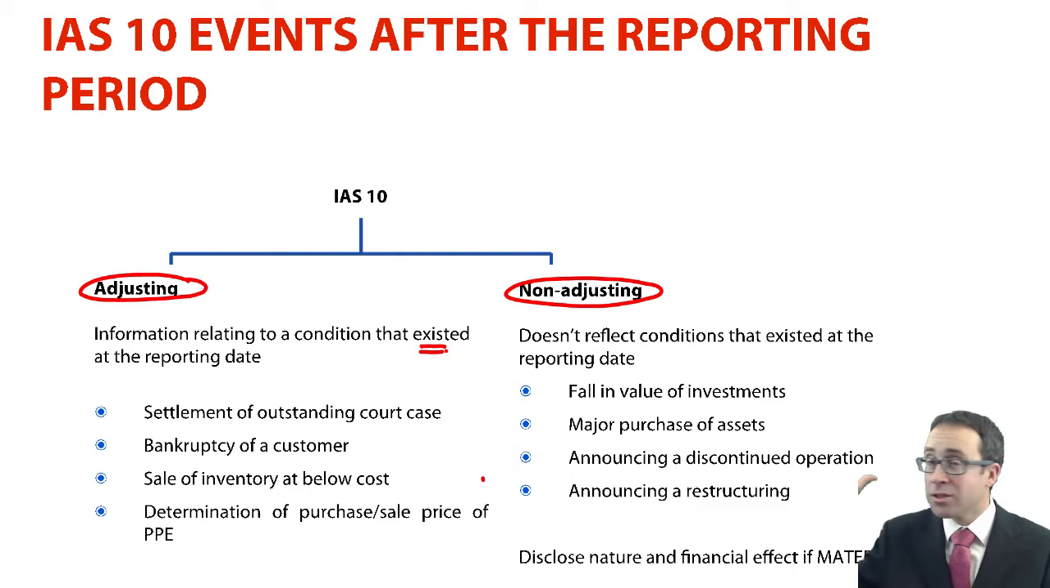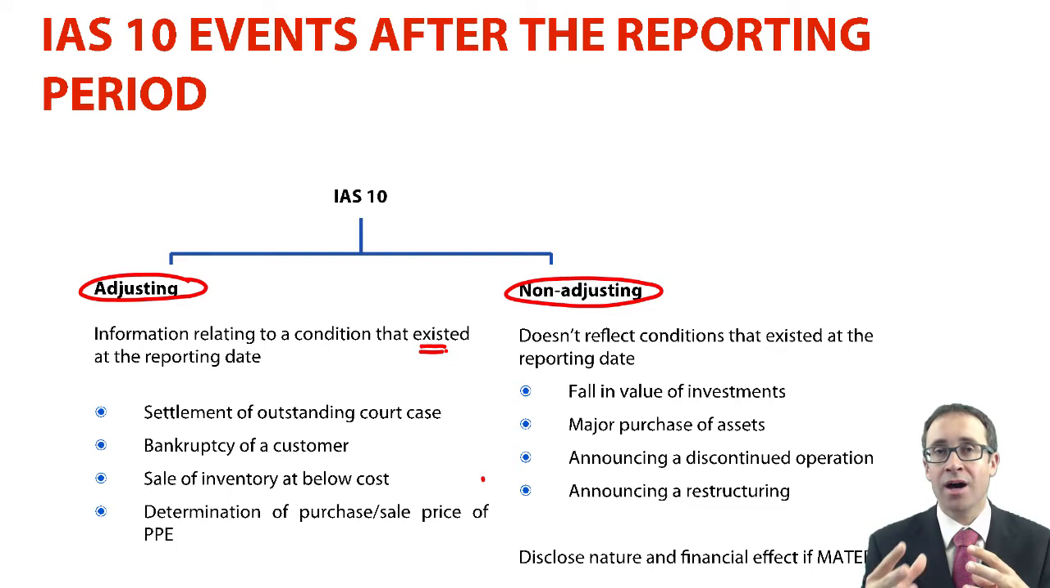They are up there, and a lot of it ties into IAS 37 to start off with. If you have the settlement of an outstanding court case, that gives you a reliable estimate of the court case that was outstanding at the end of the year. So you can make a better estimate of your provision and update that provision at the end of the year. A lot of the time when this standard is examined, there is a linkage with IAS 37.